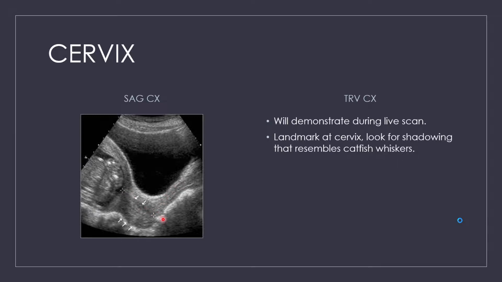I could not find a very good image of the transverse cervix, but when you are doing your clinical scanning, if you have the sonographer show you the cervix, there's a landmark there. It looks like catfish whiskers, and it's just some shadows that go down from the cervical os on each side and just kind of shadow down. So you may be able to see that in a transverse plane.